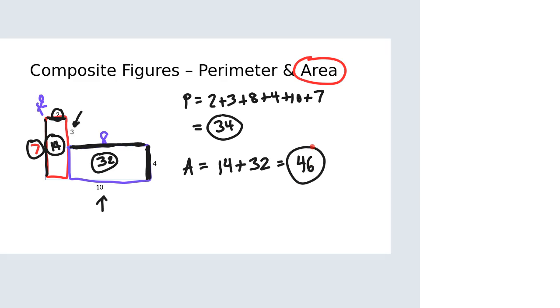If you drew your rectangles the other way and you had one rectangle that had 40 and one rectangle that had 6, you'd end up with the exact same answer. Let me know if you have questions on this before I have you try one.